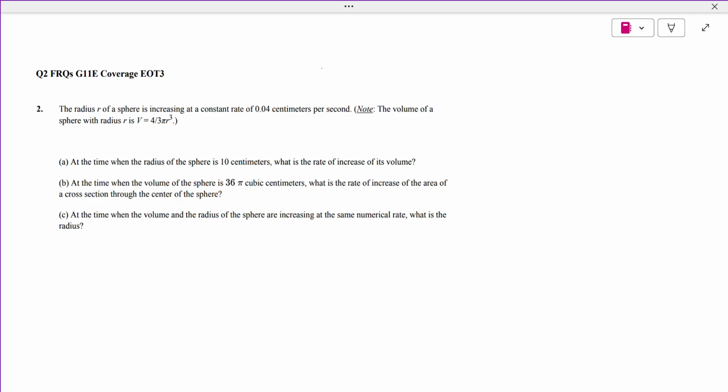In this video I will be solving question 2 from the file of the second question of the coverage of a grade 11 elite. So the radius R of a sphere is increasing at a constant rate of 0.04 centimeters per second. Know that the volume of the sphere is given by V equals 4/3 pi R cubed. At the time when the radius of the sphere is 10 centimeters, what is the rate of increase of its volume?